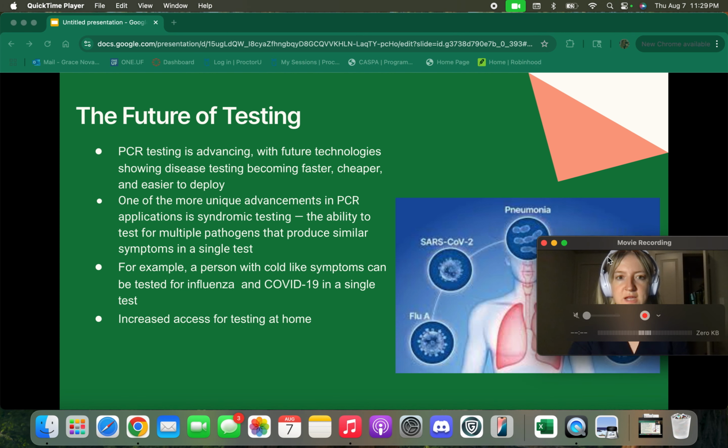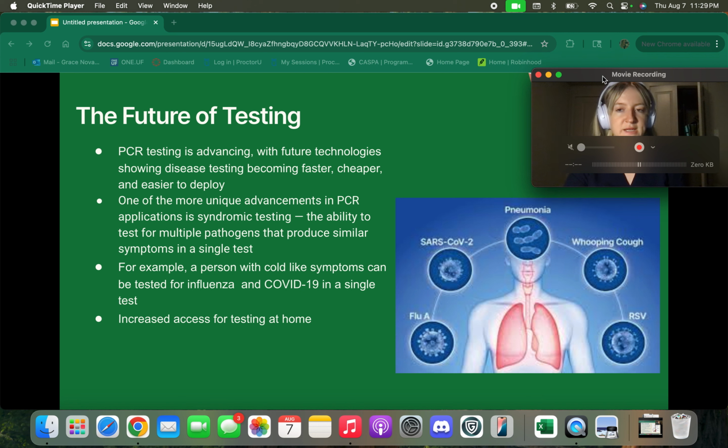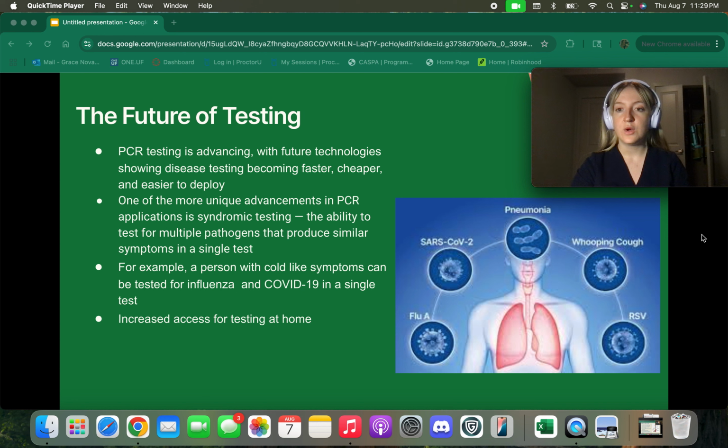So what does the future of testing hold for PCR and other at-home tests? PCR testing has rapidly evolved since the pandemic. As you can see, we got at-home testing kits very fast, even vaccines super quickly. But one of the more unique advancements in PCR applications is syndromic testing, which is the ability to test for multiple pathogens at the same time through one test. So instead of having two sticks shoved up your nose, one for flu and one for COVID, one test can determine it all together.